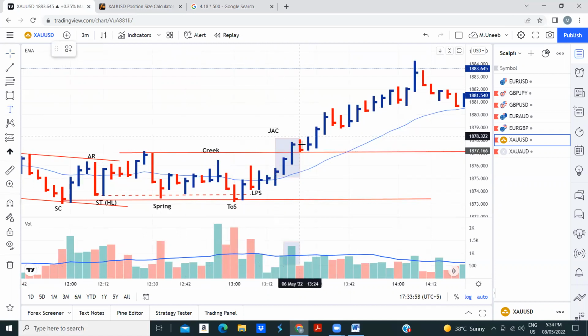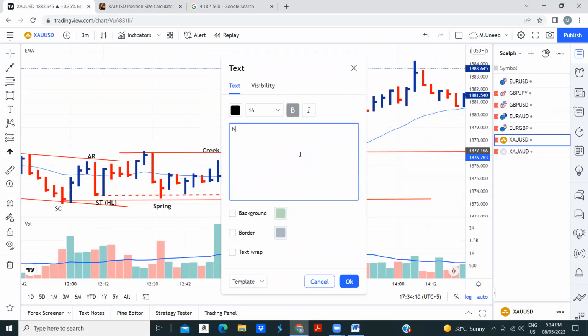When we jump across the creek and come down to test the creek, you see what happened to the volume? Volume decreased, and it is no supply, right? This is no supply. What is no supply? No supply is a down bar, a bearish bar, whose spread is lower and whose volume is lower than the previous two bars. Can you see?